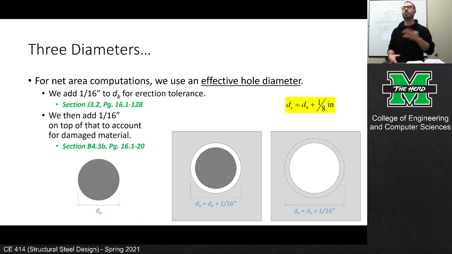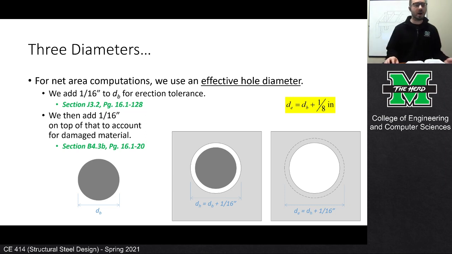In the slides, I'm referencing where that's coming from in the specification. So if you want to know the diameter of a hole for a tension member, you take the diameter of the bolt and you add 1/8 of an inch. The reason you're adding 1/8 of an inch is because you're adding a 1/16 twice. 1/16 of an inch accounts for the erection tolerance. The other 1/16 of an inch accounts for the little lip of damaged material around the hole that we don't consider effective in transferring stress to the member.